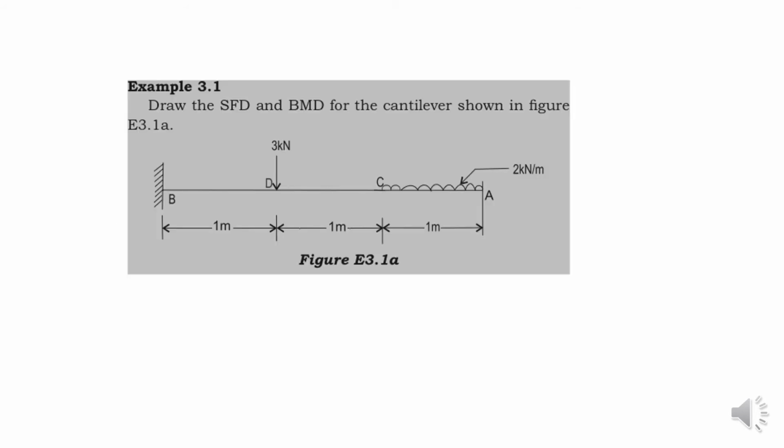Now let's see the next problem. Draw the SFD and BMD for the cantilever beam shown in the figure. Here you can see a cantilever beam, and from A to C it is a uniformly distributed load of intensity 2 kN per meter with a length of 1 meter, and at the point D you can see a 3 kN load acting downward. So we have to draw the SFD and BMD for this problem.